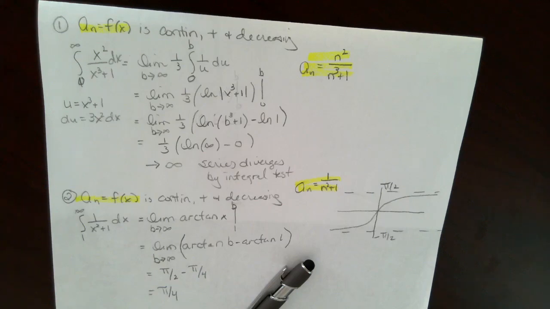Like 1/3 times the limit of the integral of 1 over u du, and then it would be 1/3 times the limit as b approaches infinity of ln of u, which would be x cubed plus 1. And then, here, do you just want to look at this?